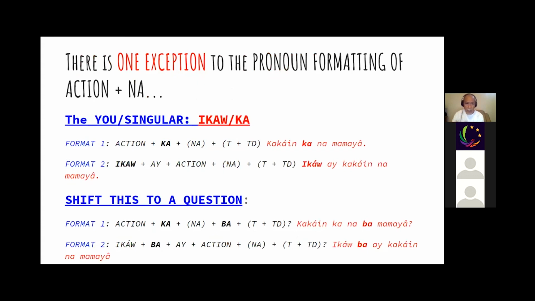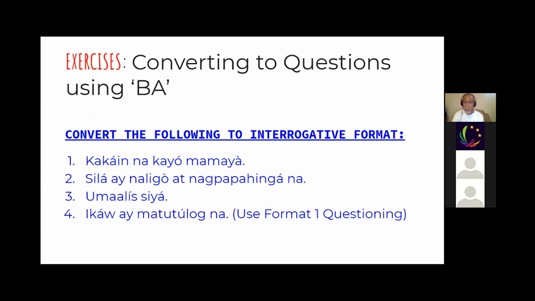And of course, the ka, I already mentioned that. The singular ka and ikaw, the format one. And so you can now convert some of these declaratives into a question. Where do you put the ba in the first one? Kakain na kayo mamaya. Where do you put the ba? After the na? Kakain na ba kayo mamaya? Very good. How about the second one? Where do you put the ba? At the end? Yes, always after the na.